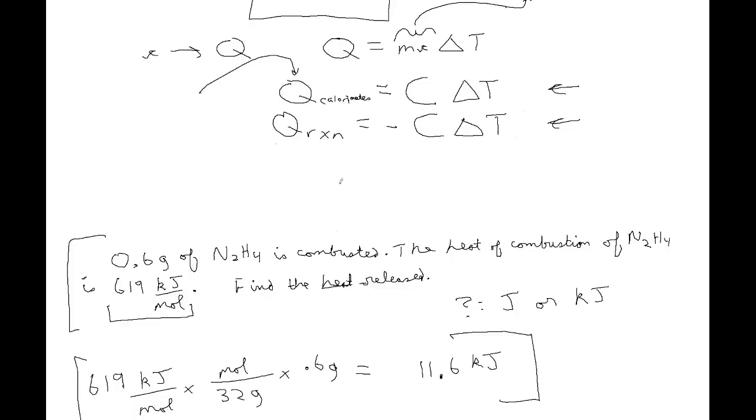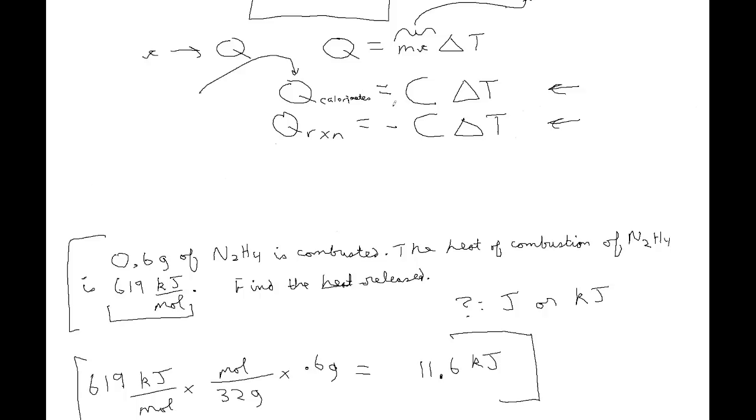So in general, will Q for the reaction be positive or negative? In general, Q for the reaction will be negative, when we're doing these types of combustion reactions that we do calorimetry on. And will Q for the calorimeter be positive or negative? It'll be positive, because the calorimeter is absorbing that heat. So as long as you remember that, you can use either of these two equations.